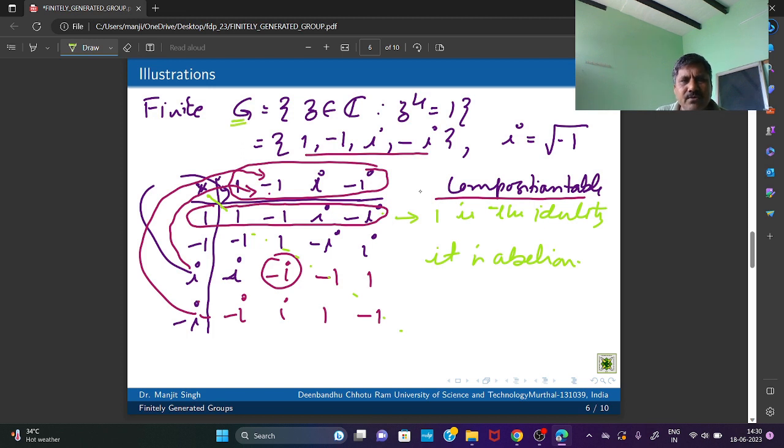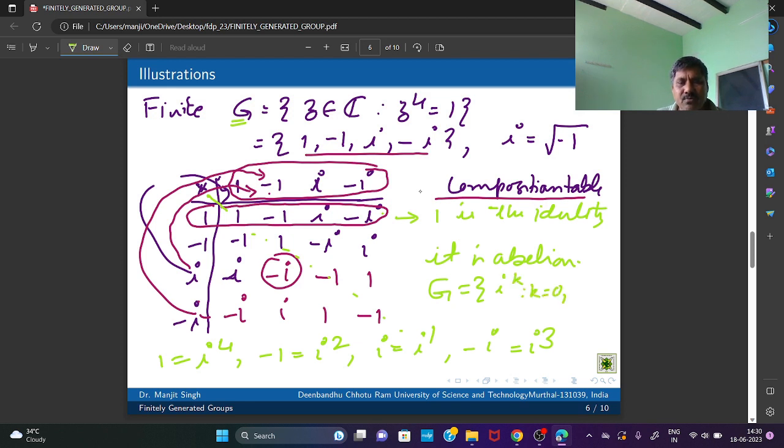As we have seen that the set of integers is finitely generated, this is a finite group. So if we want to generate it by a subset, then there must be some element. It can be observed that 1 can be written as iota raised to power 4, minus 1 can be written as iota square, iota can be written as iota raised to power 1, and minus iota can be written as iota raised to power 3. So we can see that every element of this can be written as a power of iota, iota raised to power k, where k is 0, 1, 2, 3. So we can see that this is generated by iota.